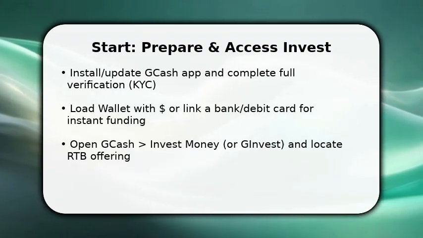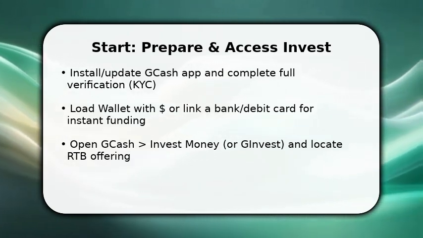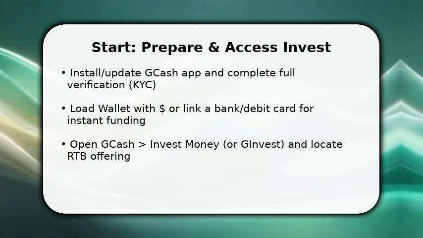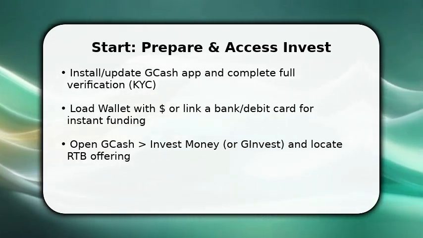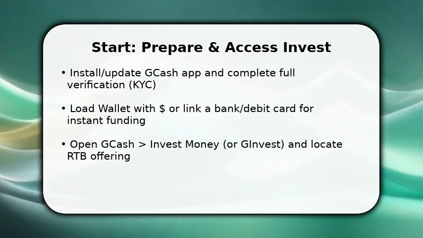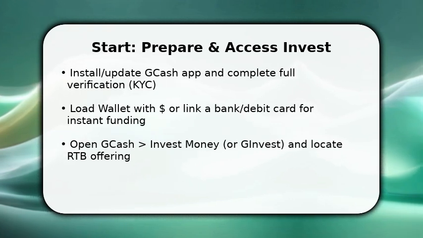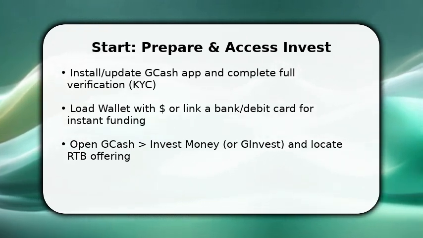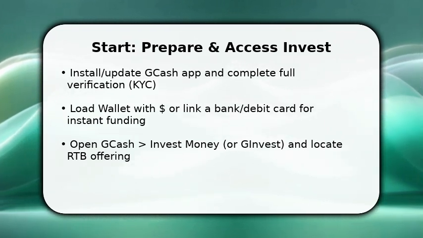You start by making sure your GCash app is updated and fully verified so purchases go smoothly. This prevents holds. Once done, load enough funds into your wallet or link a bank or debit card to cover the minimum RTB amount and any fees. Then, tap Invest Money or G-Invest and find the retail treasury bond listing. That's where you'll begin.